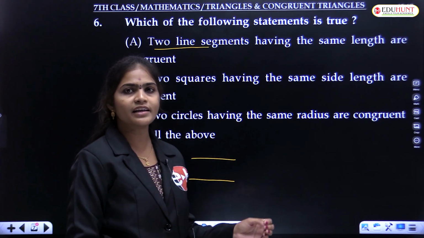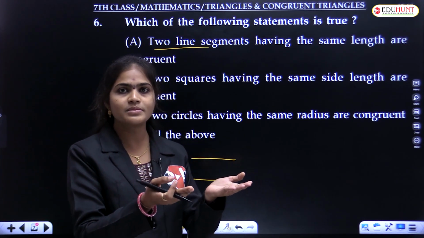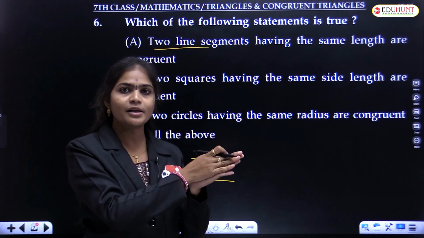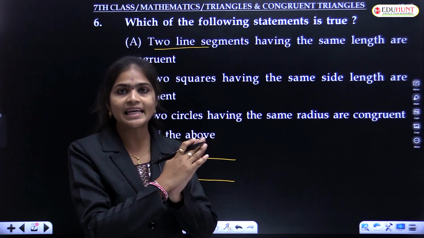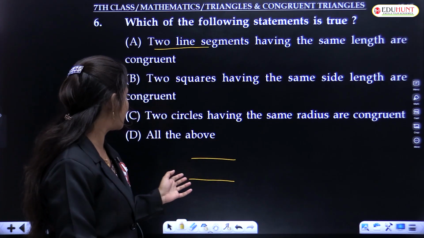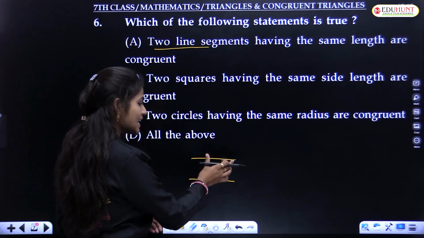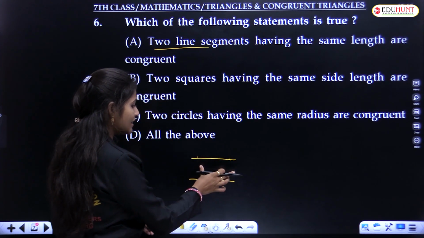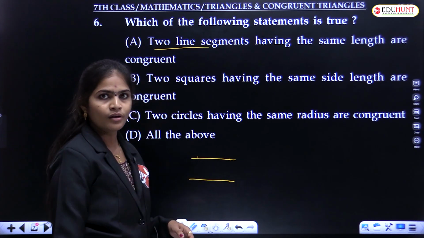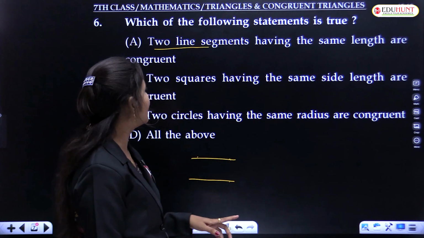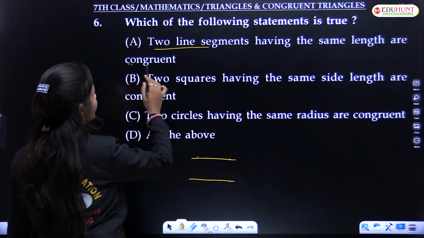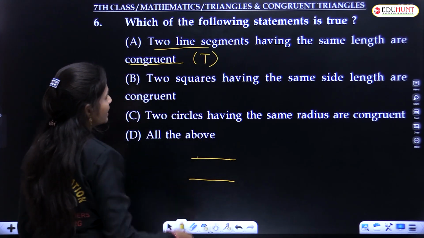Simply, congruent means if you take the two diagrams and overlap them on each other, exactly those two also overlap on each other without leaving any gaps. That is the reason these two are having that same length, so we can place this line segment on this one, no? That's why we can say that if two line segments have the same length, then those two are congruent. So this is the true statement.